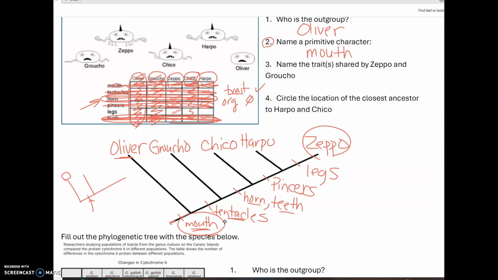Now, it says name the traits shared by Zeppo and Groucho. Okay, so here's Groucho. And here's Zeppo.